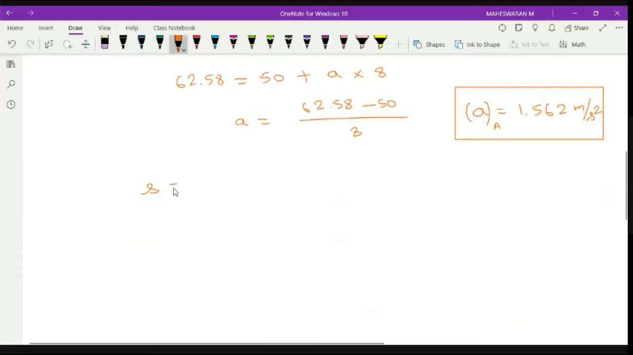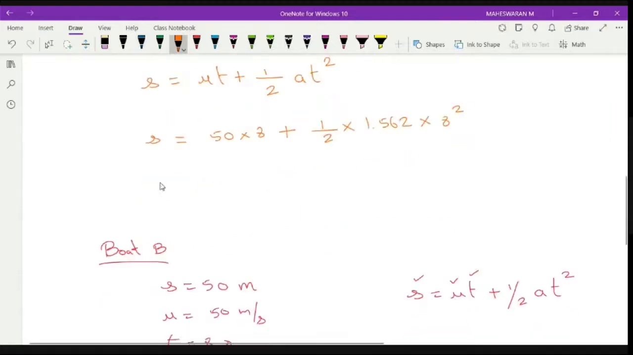S is equal to ut plus half at square. So we know all the data. So let us identify the value of S. U is 50. Time taken is 8 seconds, right, to complete it. So plus half into A, what we identified, 1.562, into 8 square. So what is the value of S now?